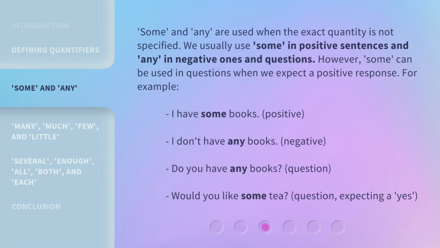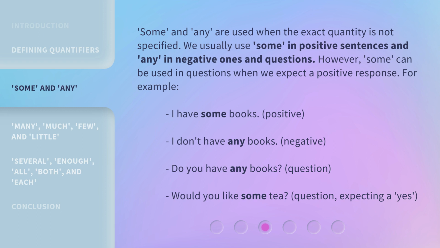Some and any are used when the exact quantity is not specified. We usually use some in positive sentences and any in negative ones and questions. However, some can be used in questions when we expect a positive response.